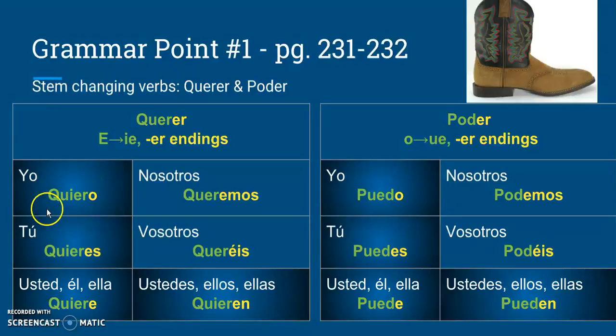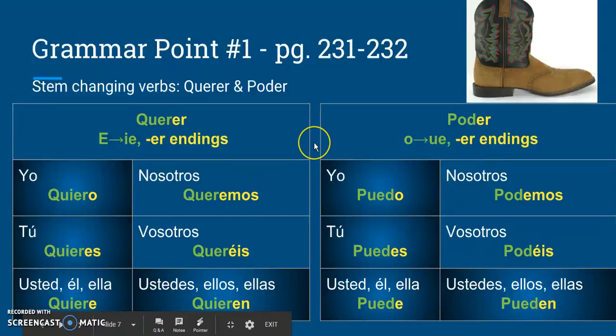So we have yo, we are going to have querer. This E is going to change to IE, and then we have the ER ending conjugations that you guys already know. So yo quiero, tú quieres, usted, él, ella quiere, nosotros queremos, vosotros queréis. Notice the stem doesn't change in nosotros and vosotros, but the endings are still there. Ustedes, ellos, ellas quieren.